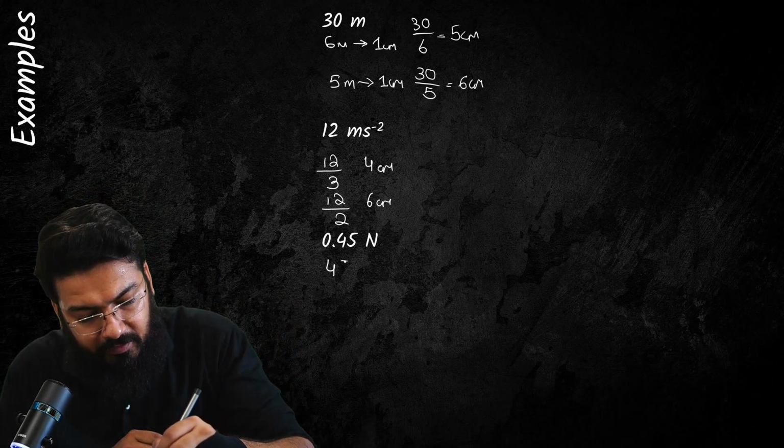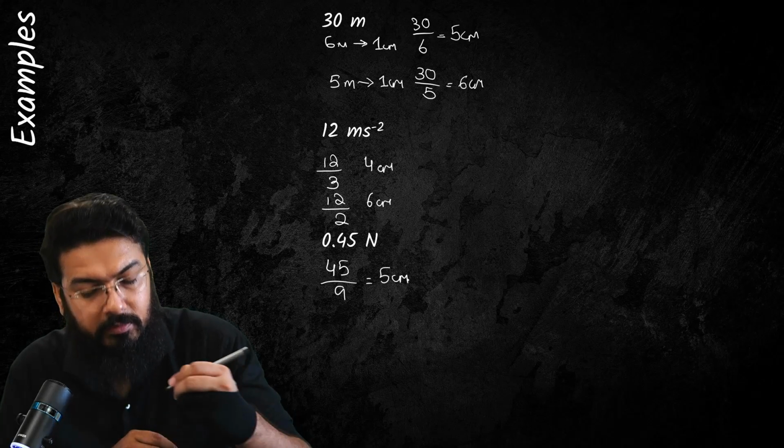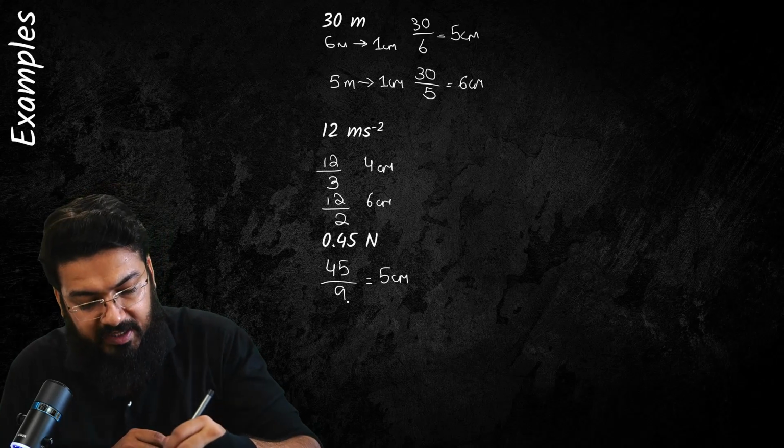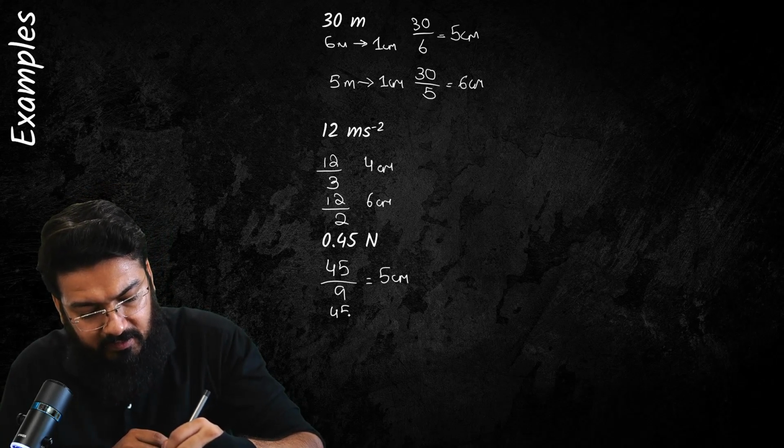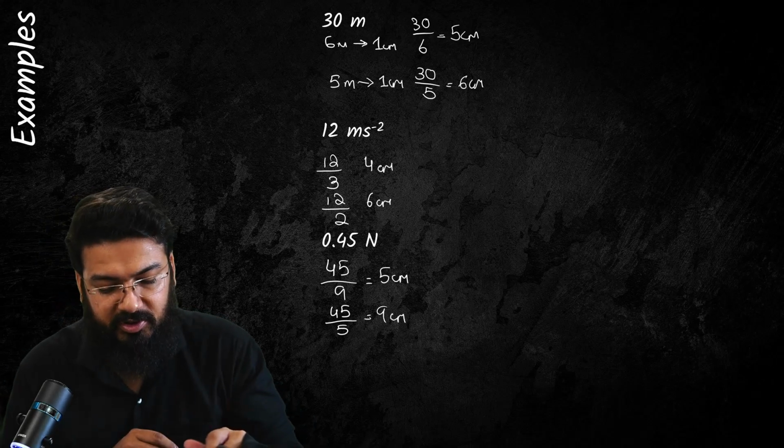So think of 45, and then I can divide this by 9 to give me a 5 centimeter length. Or I could take 45 divided by 5, and I get 9 centimeters. So both of them would work just fine.